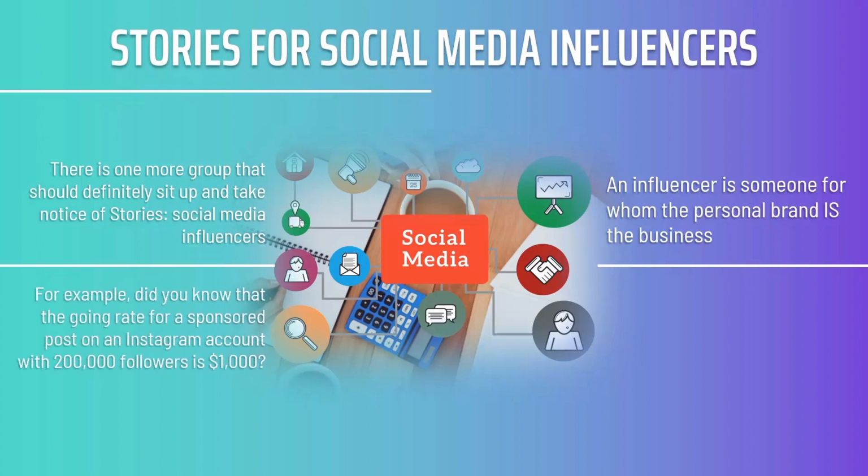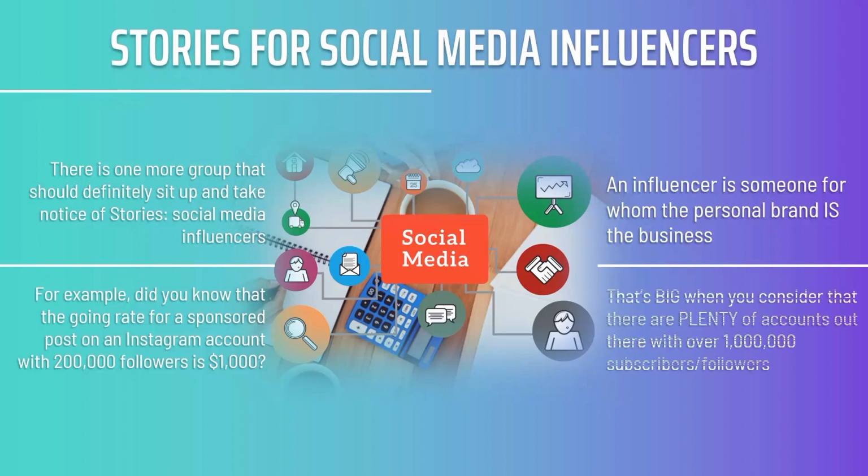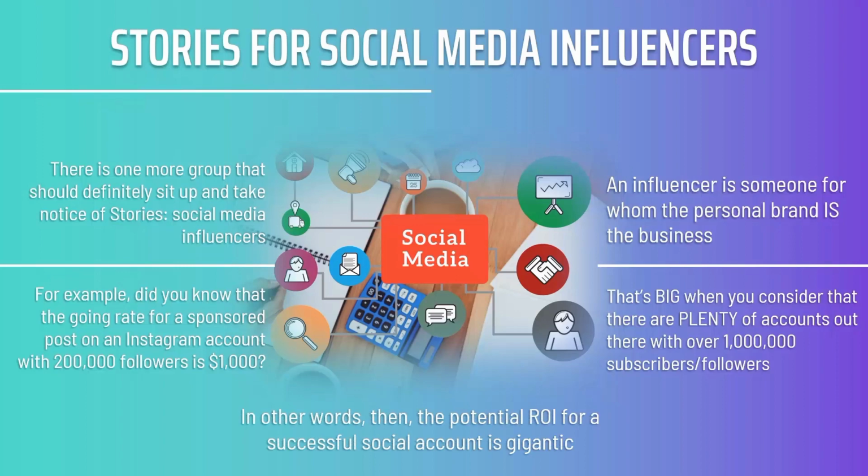For example, did you know that the going rate for a sponsored post on an Instagram account with 200,000 followers is $1,000? On YouTube, it's $1,000 for every 100,000 followers. That's big when you consider that there are plenty of accounts out there with over 1 million subscribers or followers. That in turn equates to $10,000 for a single post. On Instagram, it takes about 2 minutes to post an image. In other words then, the potential ROI for a successful social account is gigantic.